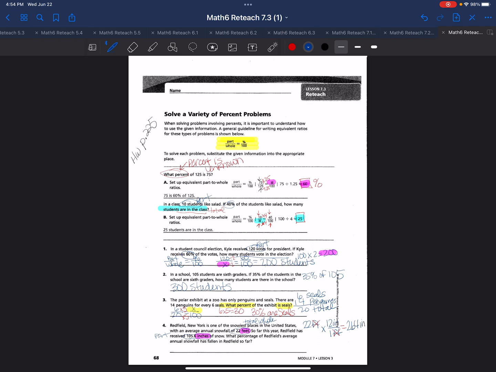That helps me because now this is my whole in inches. So we need to have the same unit of measure. So I do part over whole equals percent over 100. Part would be 105 6/10 over 264, that's inches, equals, and we need to know the percent. It's saying what percentage has fallen so far. So we have x over 100. We don't know what that percent is. We are trying to find the percent.